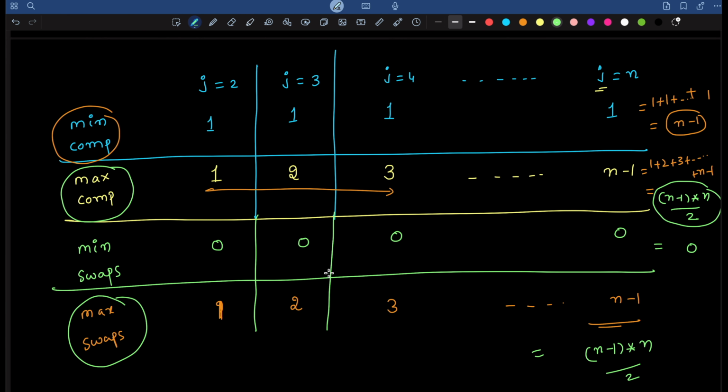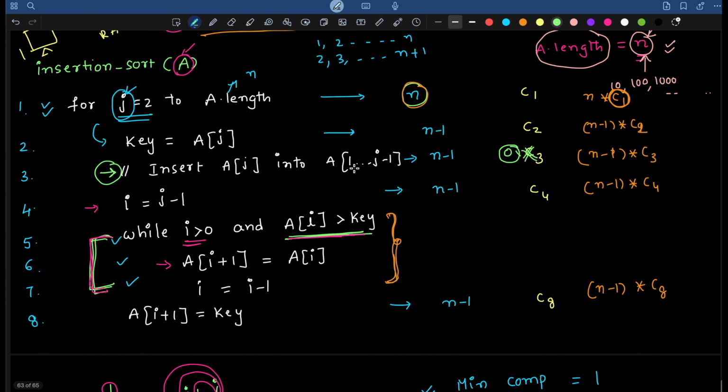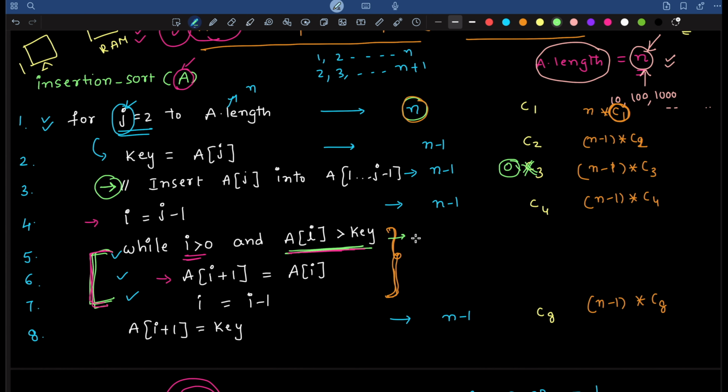Yes, I hope everybody is clear about this part. Now, if you write down all of them here, for this statement, what is the minimum number of comparisons required? I would say the minimum will be n minus 1 and the maximum will be n minus 1 into n by 2. And the number of swaps required, the maximum will be n minus 1 into n by 2.